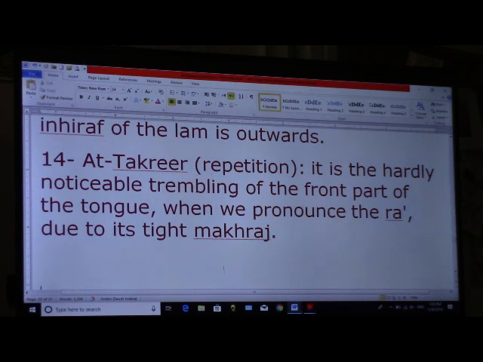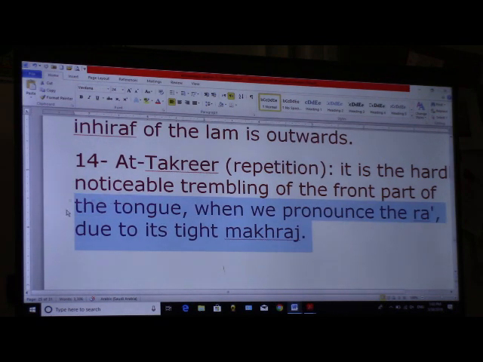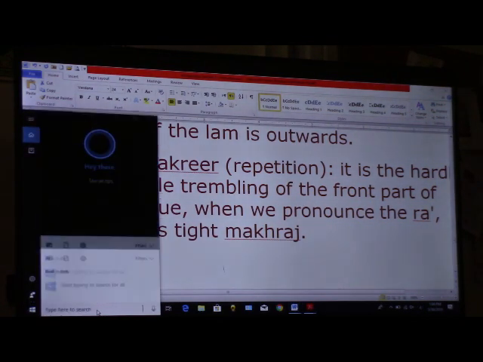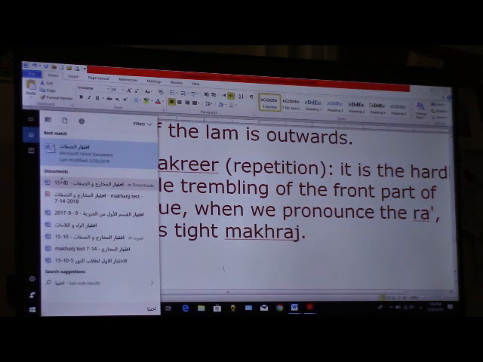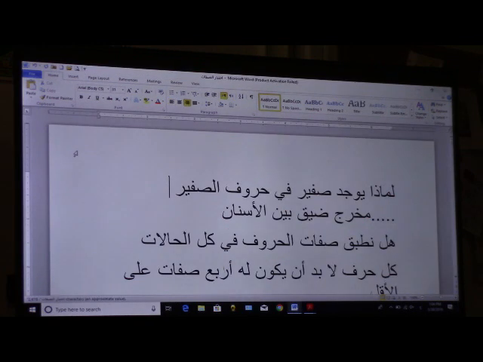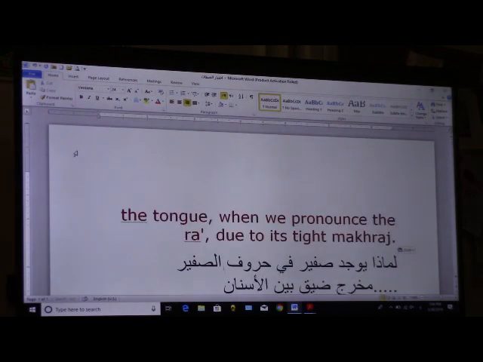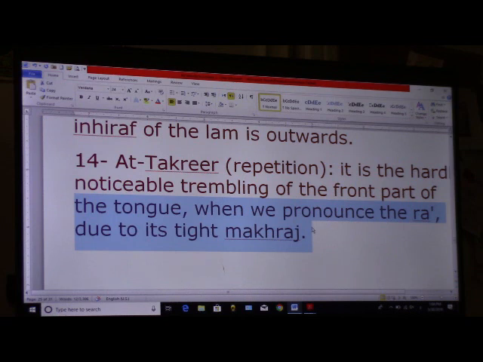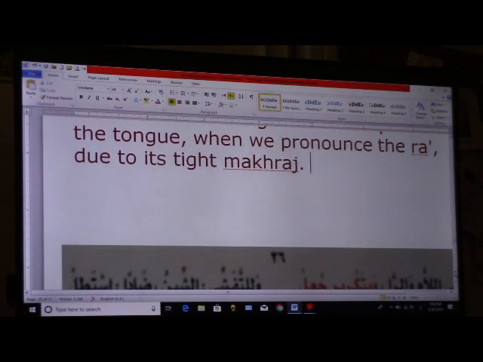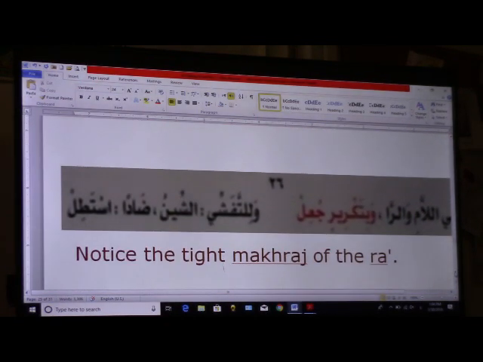When we pronounce dara, due to its tight makhraj, that's it. That's a question that I'm going to ask you in the test. That's the type of question I like, right? So why do we have the sifa in the ra? Why do we have takrir in the ra? You tell me. Because of its tight makhraj. Then I can tell you, explain that. So this way you have to explain to me the makhraj of the ra. So, في اللام والراء وبتكرير جعل.